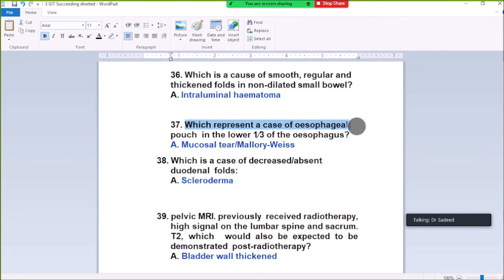37. Which represents a case of esophageal pouch in the lower one-third of the esophagus? Mucosal tear or Mallory-Weiss tear. Now, in the lower one-third of the esophagus, the esophageal pouch can be caused by a mucosal tear or Mallory-Weiss tear.